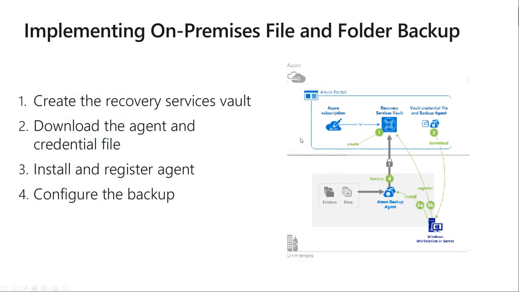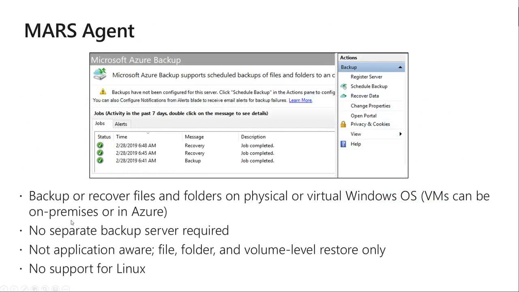Right. So to implement this, there are four steps. You create the recovery service vault, download the agent and credential file. We're gonna actually do the demo with that, then install and register the agent, and configure the backup. Configuring the backup is mainly choosing which source you want to back up and the frequency you want to back it up, like daily or weekly or monthly. And this is the MARS agent, right? So the screenshot of that. We're gonna install this later.